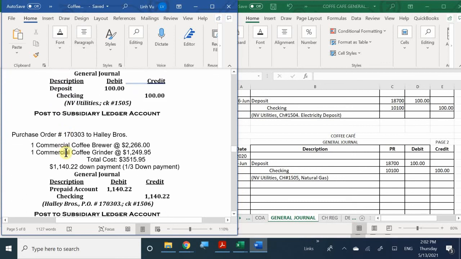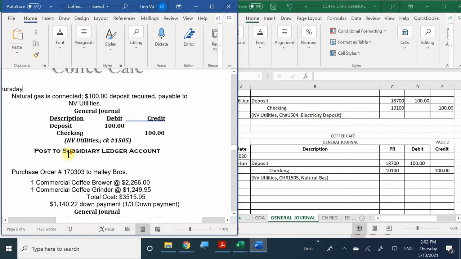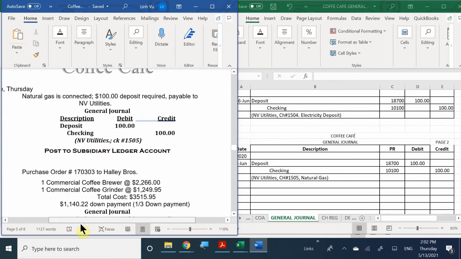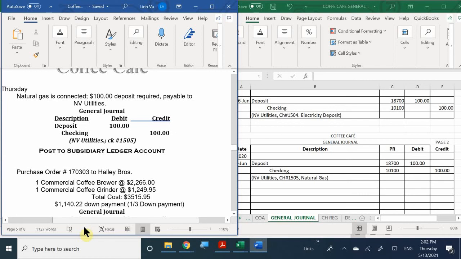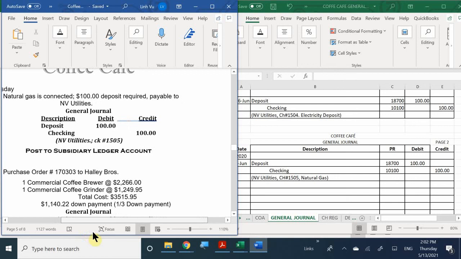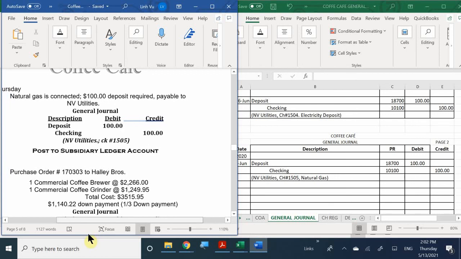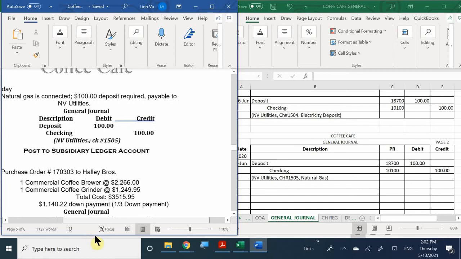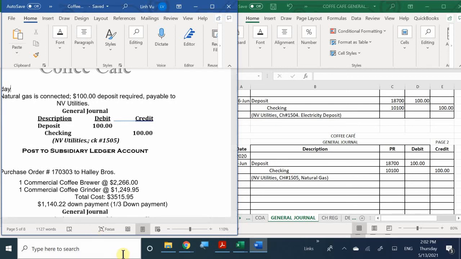Good. So then let's see what happens next. We decided to run another purchase order, purchase order number 170303, to Haley Bros, whatever you want to call it. What I purchased from them is a commercial coffee brewer and a commercial coffee grinder.